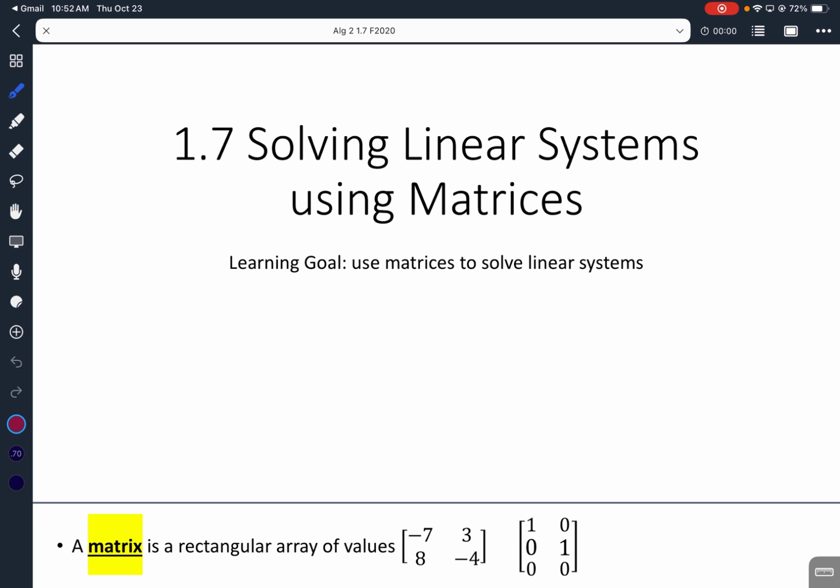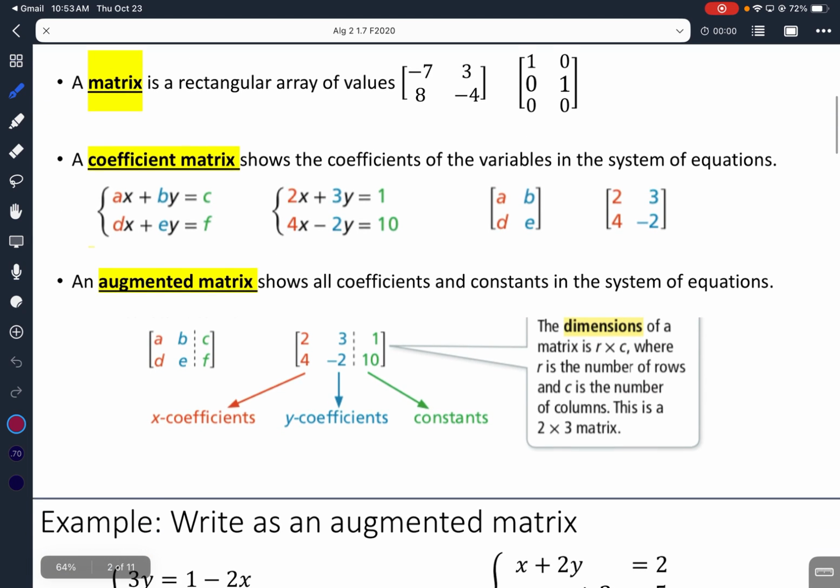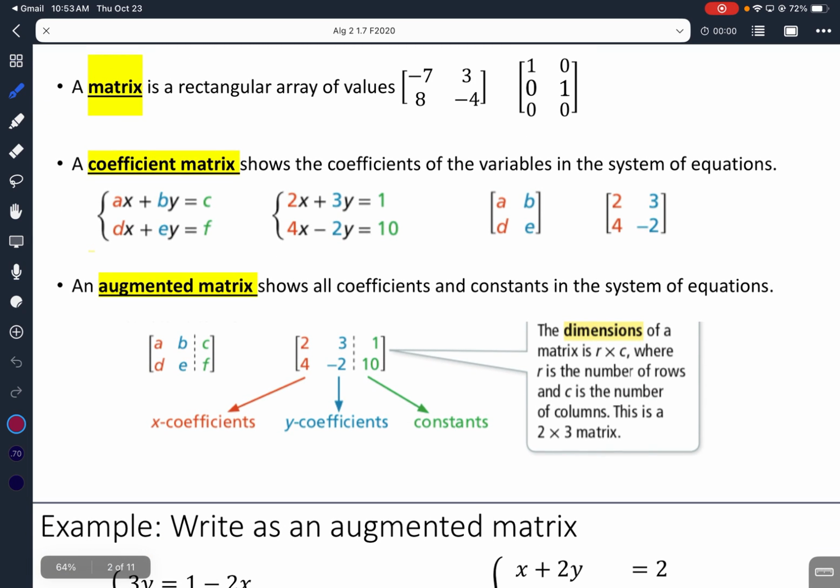Okay, is everyone ready? Okay, so first of all, what a matrix is. A matrix is a rectangular array of values. So -7, 3, 8, -4, 1, 0, 1, 0, 0, 1, or 0, 0. Those are matrices.